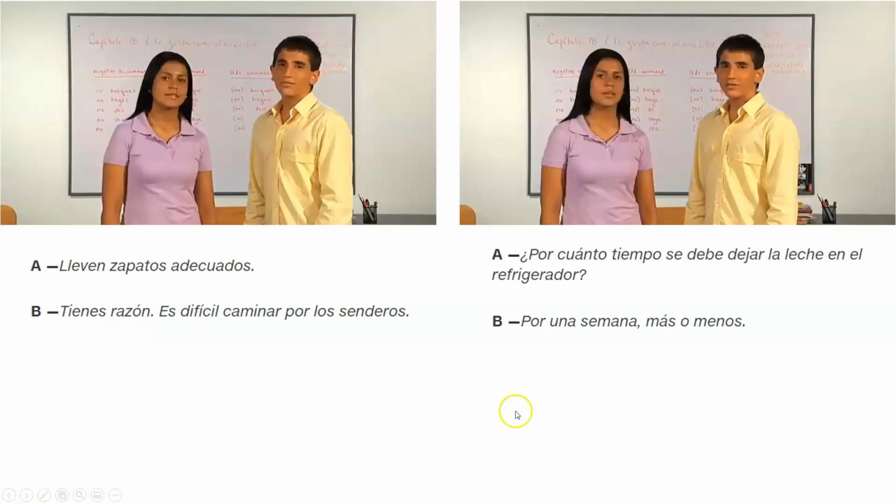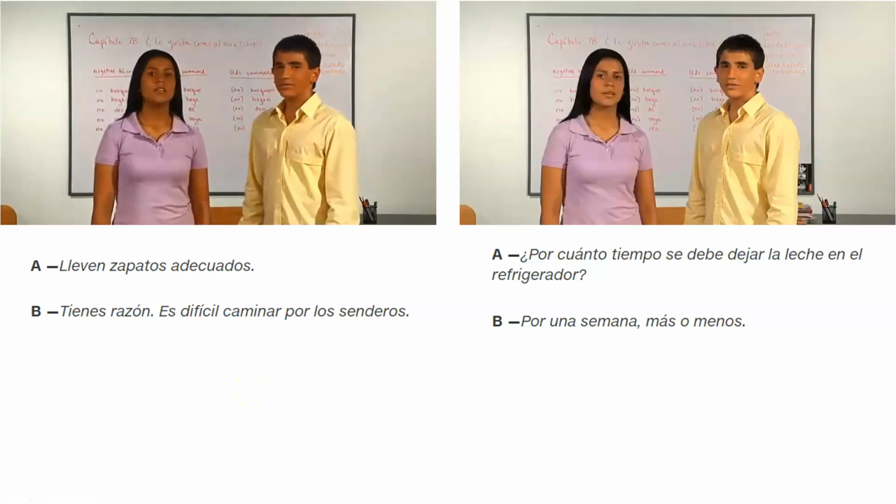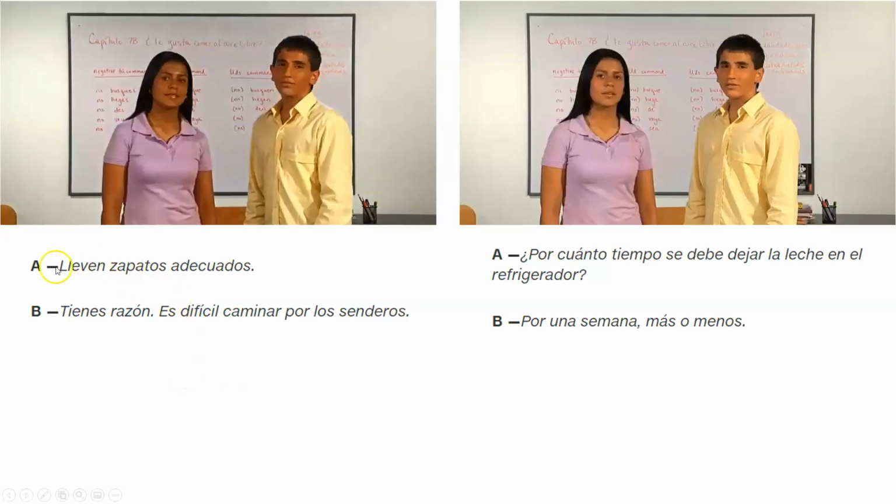All right, let's see if you can understand these two conversations. Lleven zapatos adecuados. Tienes razón, es difícil caminar por los senderos. So he's telling her and a group of people, lleven zapatos adecuados, wear appropriate shoes. You're right, it is difficult to walk on the trails or paths.